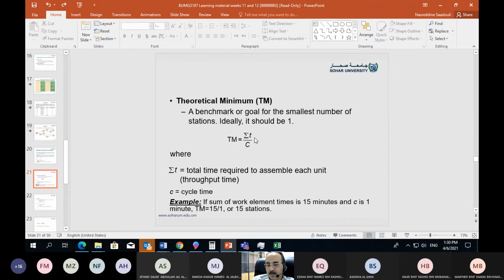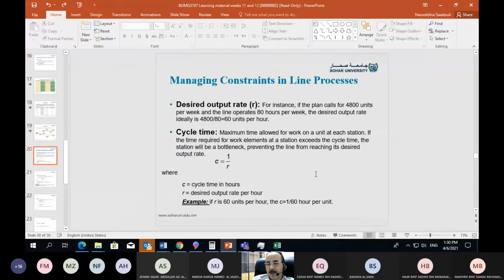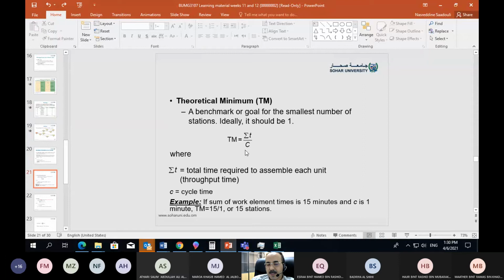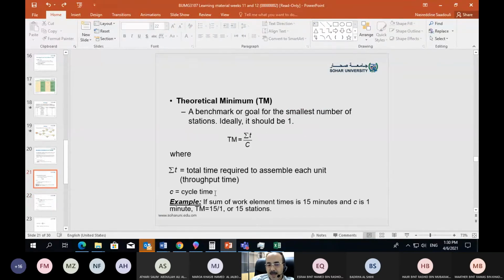We take the total time in all tasks, the sum of all of them. So in our example, for instance, it's 244 divided by the cycle time, which we have just calculated. Okay, so total time required to assemble a unit, which is not exactly throughput time, but let's say it is. Then C is the cycle time. So as an example, if the sum of the work elements is 15 minutes and cycle time is 1 minute, then we'll need 15 by 1, which is 15 stations.